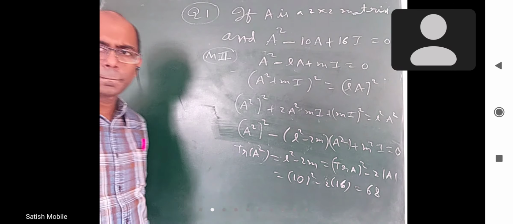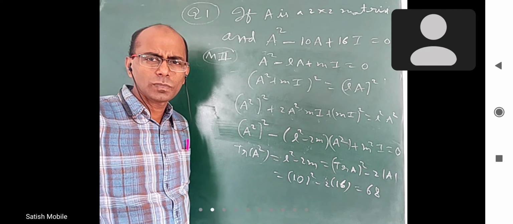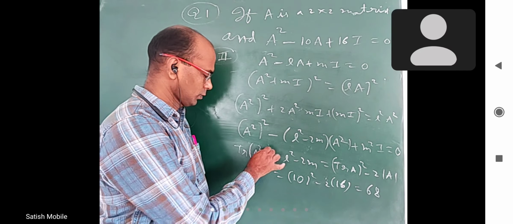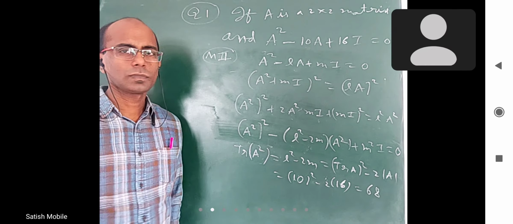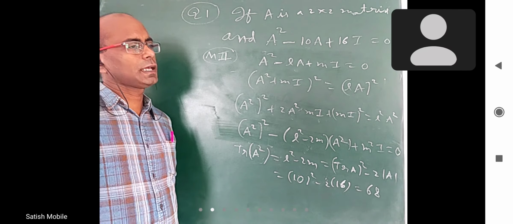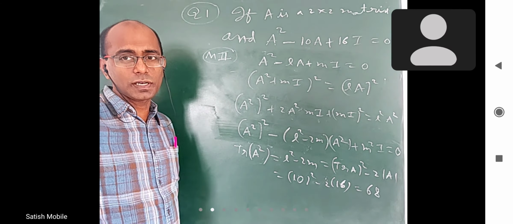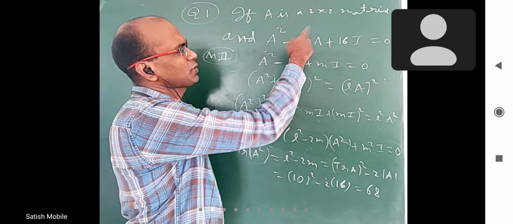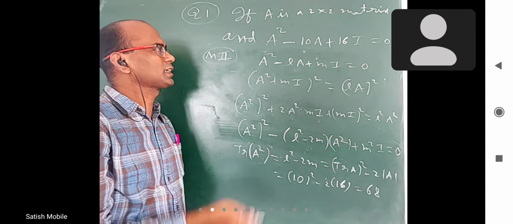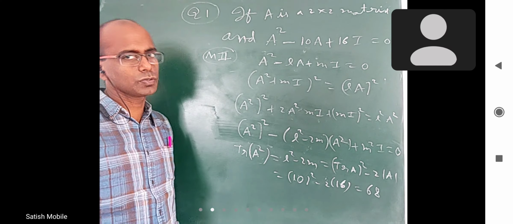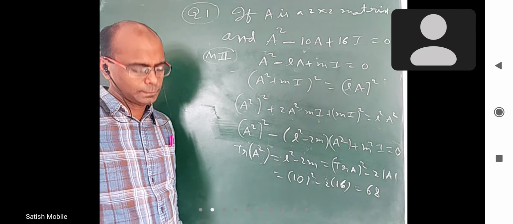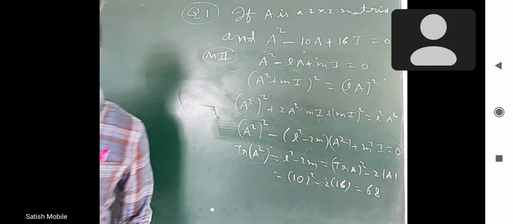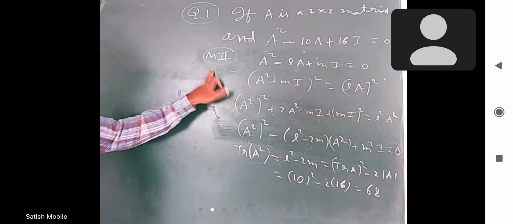Yes, please. Yeah, we can multiply with A. You want to do it by your method 1, right? Yeah, you can multiply with A, and then 10 times trace of A square minus 16 times trace of A is going to give you trace of A cube. You can do that way, no problem. We will do one more method 3 for this.